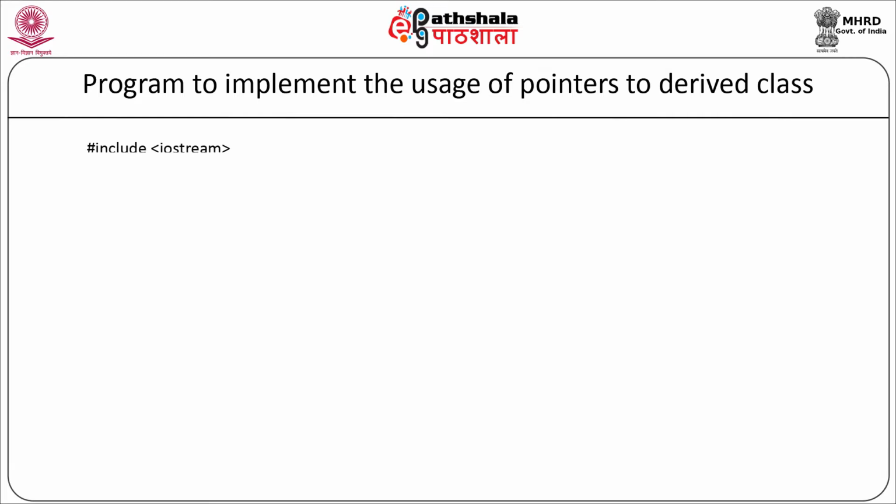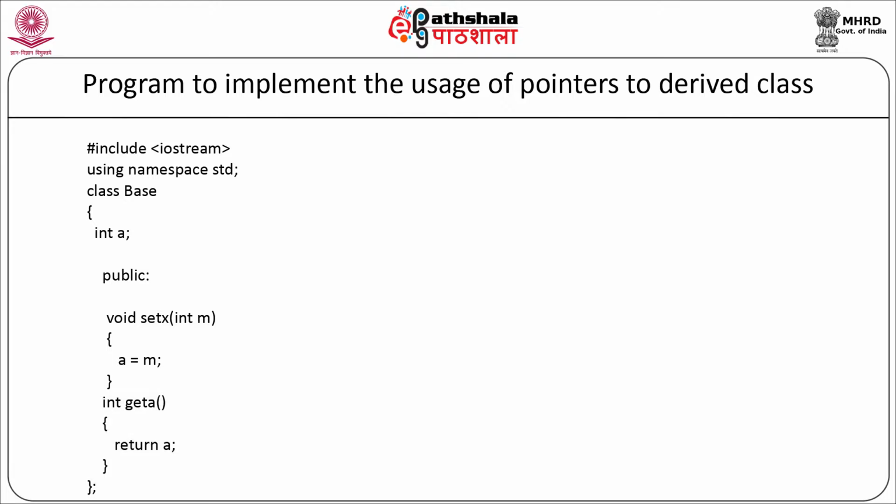#include <iostream>, using namespace std. Now we will define our base class using one data member and two member functions. Class base, integer a, public colon, we will define our member functions here, void setx integer m, a equal to m. So setx function is going to assign the value to the data member a. Integer geta, return a. So geta function is going to return the value of a to the program. Our class will end. Now we will write a derived class, class derived public base. Here the base class is derived in a public mode.